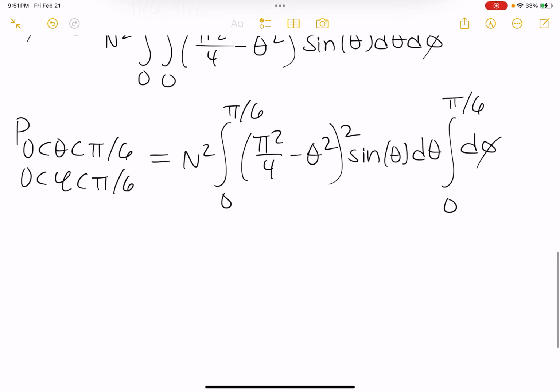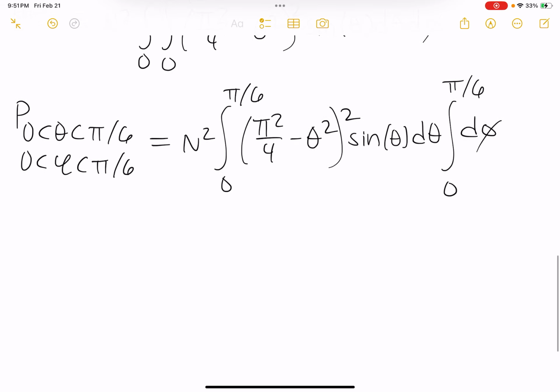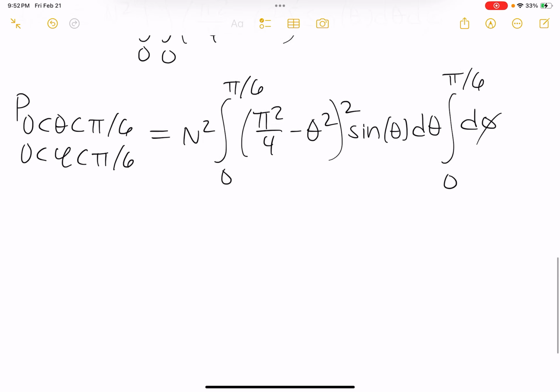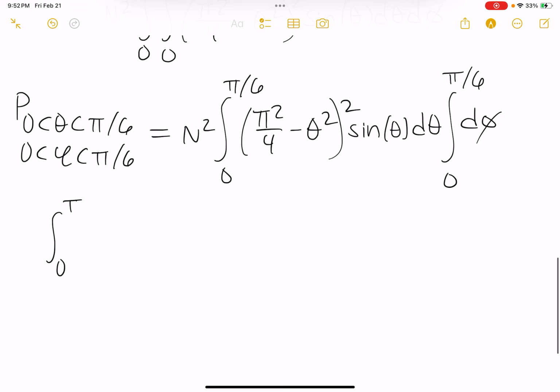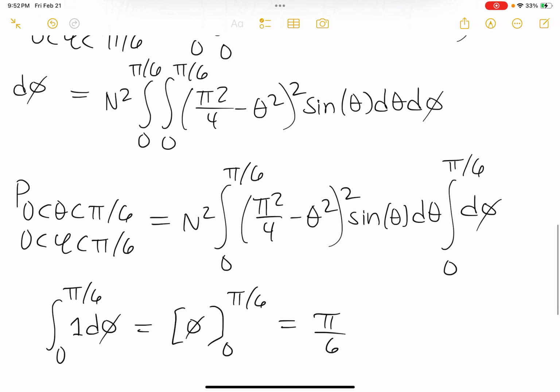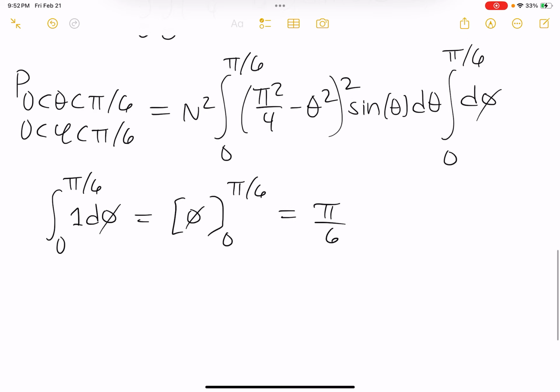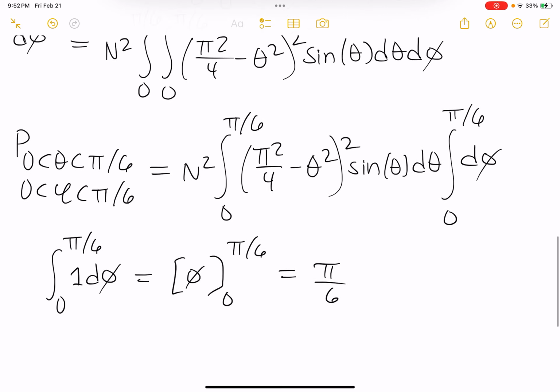Well, the phi integral is trivial. We're just evaluating the antiderivative of a constant, 1, with respect to phi, which is just phi. So the integral from 0 to pi over 6 of 1 d phi is just phi from 0 to pi over 6, and that's just pi over 6. Now the theta integral is more tricky, but we can utilize an integral calculator to help us with this part.